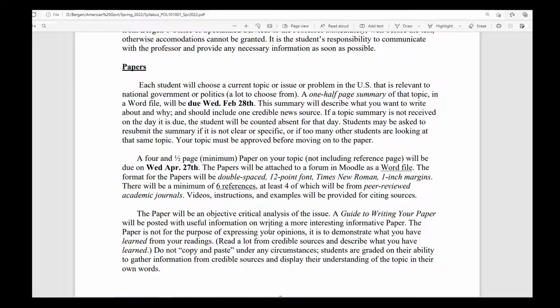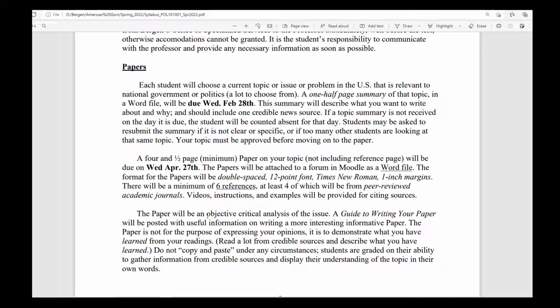Talk about that here in a second. Speaking of references, there'll be a minimum of 6 references for your paper, 4 of which will need to be peer-reviewed academic journals. As I've talked about them many times already, the peer-reviewed academic journals are going to be the heart of your paper. That's where your analysis will come from, that you are reviewing and describing what you've learned.